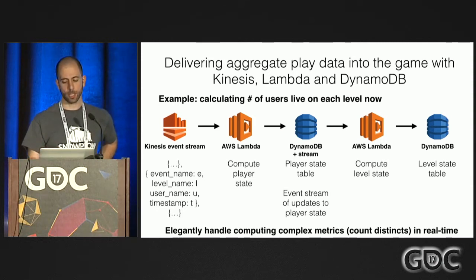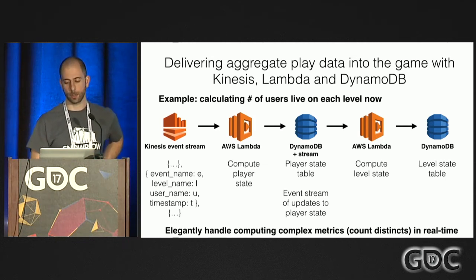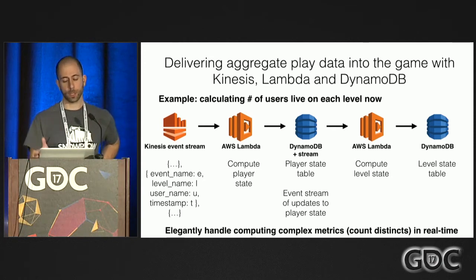So that Lambda looks, and it can basically see any change in player state. So it can see if a player's left a level, it can see if a player's entered a level, and it can see if both of those have happened simultaneously. And wherever it sees that, it then updates a level state table in Dynamo to say, hey, because the player left this level, let's reduce the count of players in that level by 1. The player entered this level, let's increase the player count by 1.